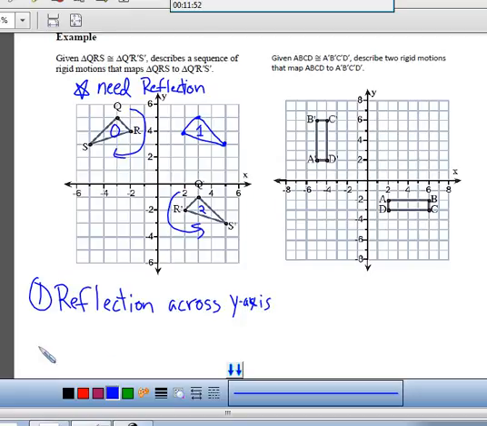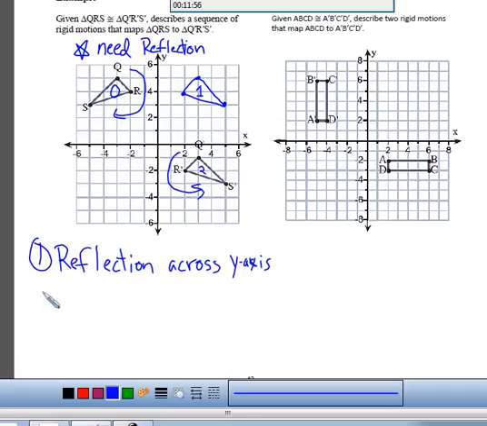Remember, let's write the rule. The rule is you start at point (x, y), and when you reflect over the y-axis, y stays the same, x becomes the opposite. So this point here, which is (-2, 4), the y stays the same, +4, but the -2 becomes a +2, so now it's (2, 4).